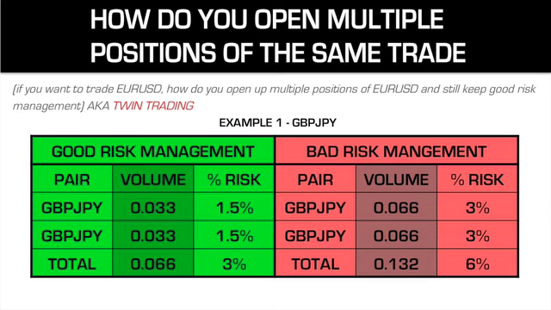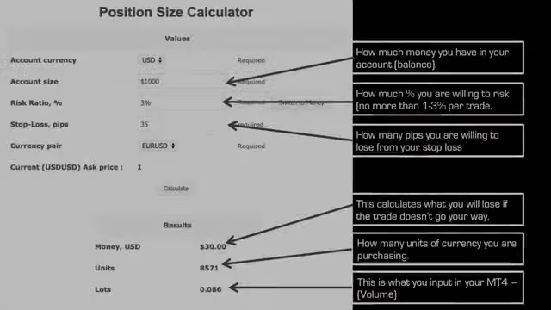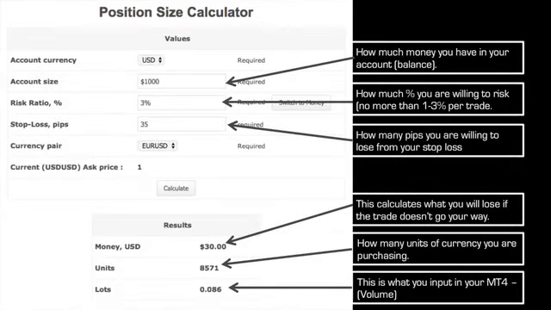Now, how do a lot of people do it? I want to open up 2 trades. Yay, GBP/JPY, 0.066, 3% is what you're actually risking. If you open up 2 of them at 0.066, you have actually now, instead of risking 3% on one currency pair, you are now risking 6%. Maybe you didn't mean to do that, but that's not good risk management. If you want to do it the right way, you have to split it up so that the total overall is still 3%.